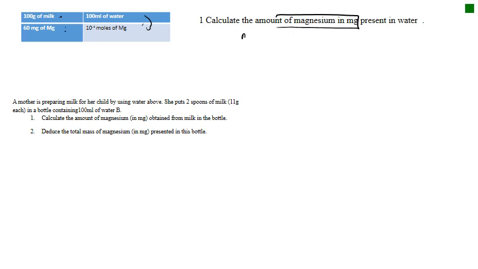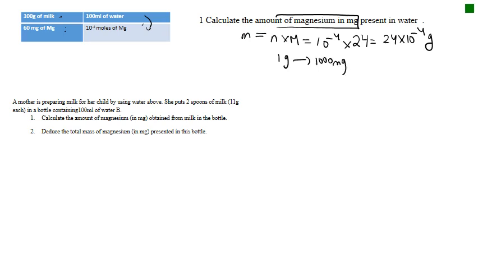To get the amount of magnesium in milligrams, we have to find the mass. Mass equals number of moles times molar mass. The number of moles is 10 to the power minus 4. The molar mass of magnesium is given in this exercise. It is 24. So it is 24 times 10 to the power minus 4 gram. But to change from gram into milligram, we know that 1 gram equals 1000 milligrams. So we multiply by 1000 to get 2.4 milligrams. So 100 milliliters of this type of water contains 2.4 milligrams of magnesium.